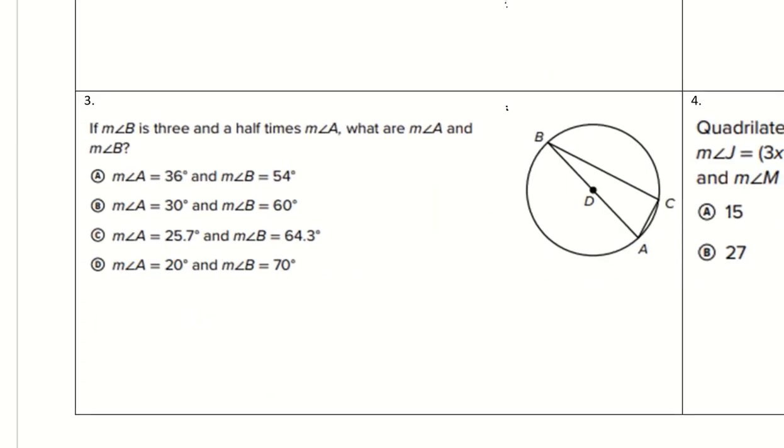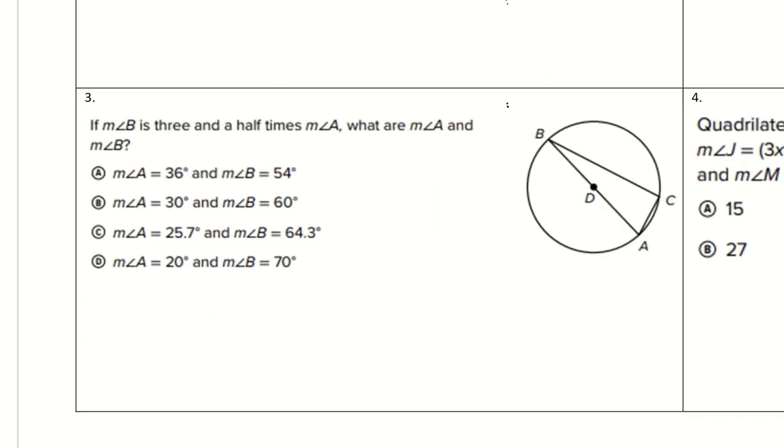All right, number 3. If the measure of angle B is 3.5 times the measure of angle A, what are the measure of angle A and the measure of angle B? Okay, so let's call angle A x. Angle B is going to be 3 times angle A, right? Oh, it says 3.5 times, so it's going to be 3.5 times angle x.